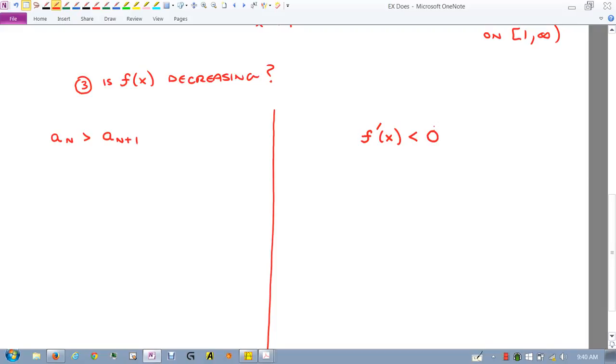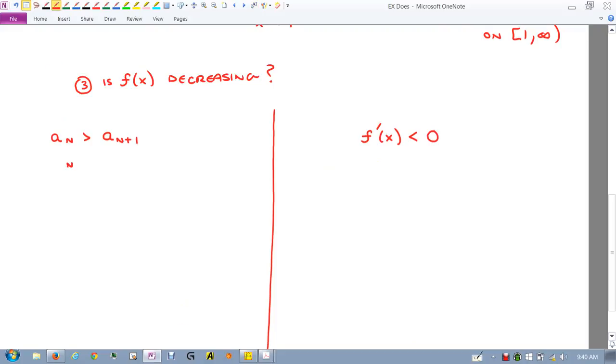Very different approaches. They both accomplish the same thing. Sometimes doing it the way on the left is easier. Sometimes doing it the way on the right is easier. So let me try the one on the left first, and then we'll see what we get, and then we'll do the one on the right, and we'll convince ourselves it's decreasing.